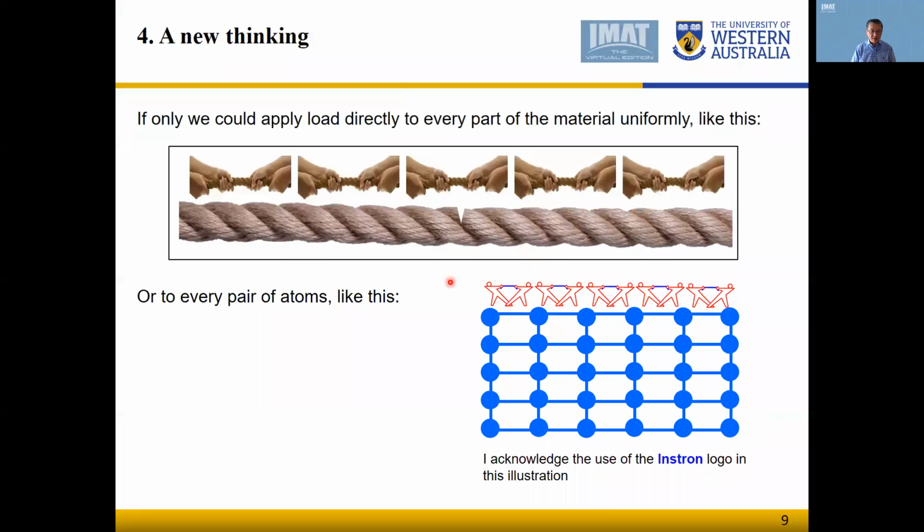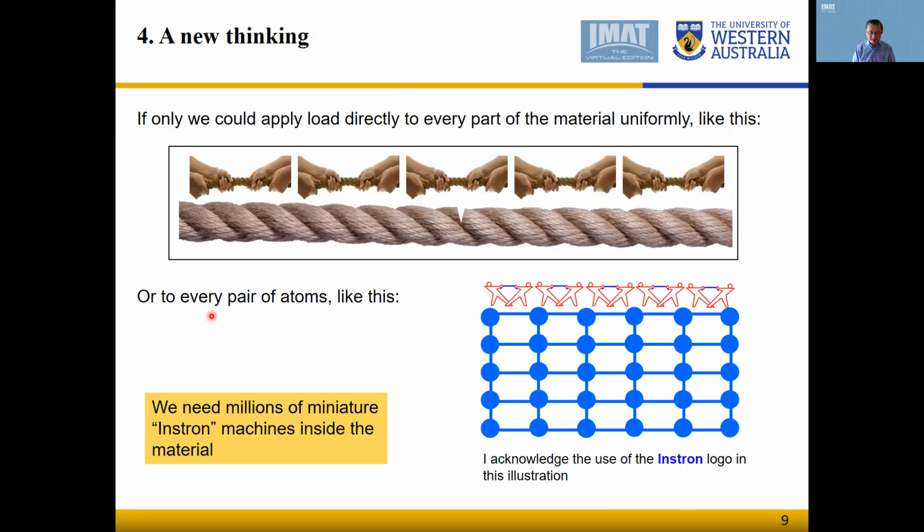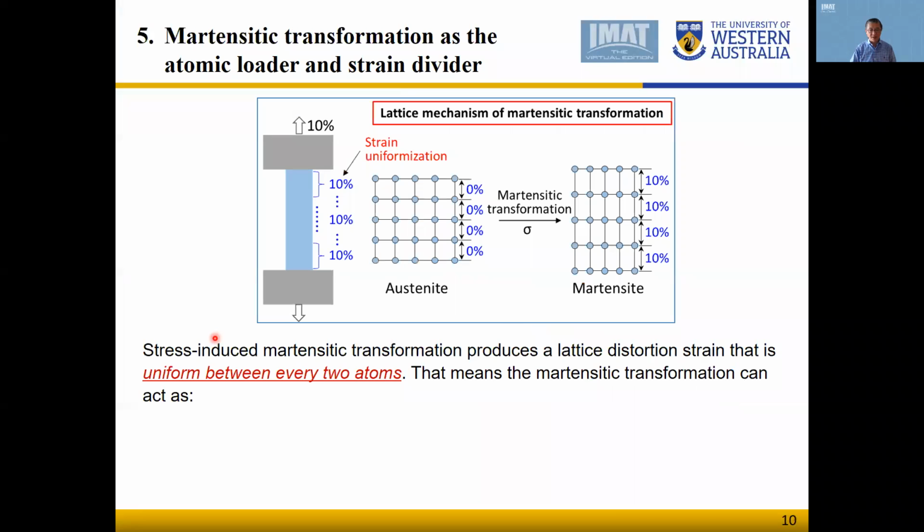Or maybe we can stretch on every pair of atoms like this. That means we need to have millions of miniature instrument machines inside the material. And how can we achieve that without magic? In fact, we do have magic, and that is our martensite transformation.